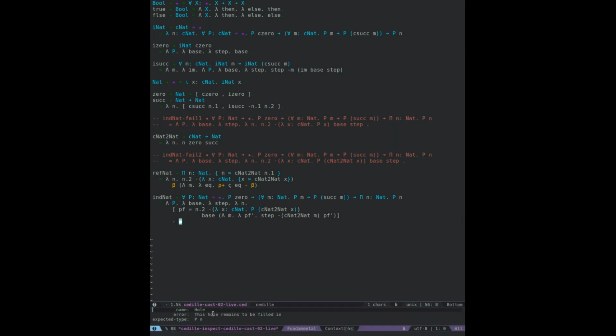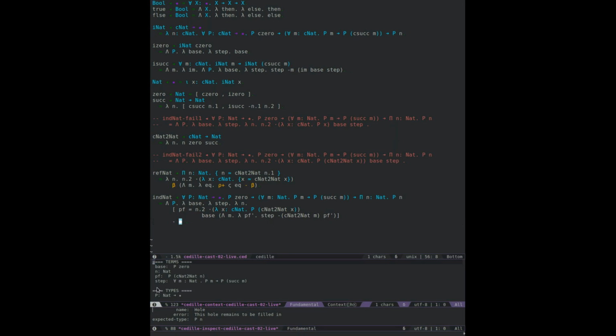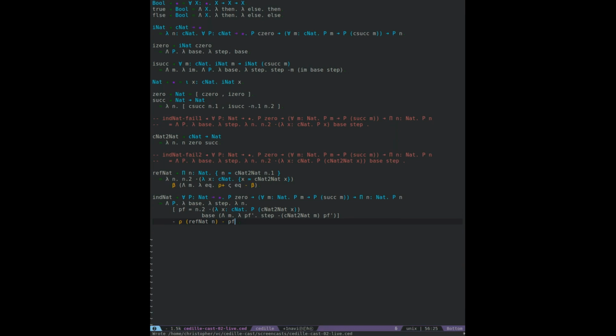So now, even though I have a proof of P of the converted N, I must make the final step using my reflection law to show a proof that P holds for N. And with that, again, I will simply perform a rewrite of ref nat of N and supply proof. And that concludes the proof.